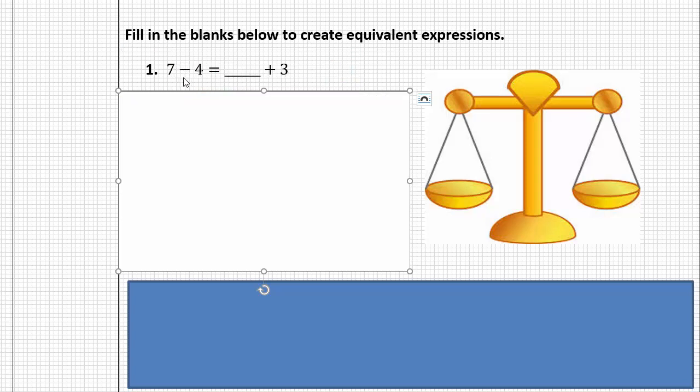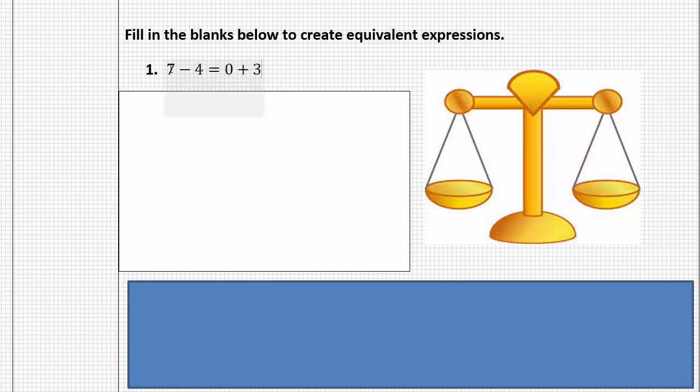7 minus 4 does have a value of 3, right? So if 7 minus 4 is 3, what is the only thing I can put here to make those two expressions equal? Well, I already have a 3 here. So the only thing I can add to 3 to keep it equal to, or to have the same value as the 3 on the left, is a 0. So the correct value to put in this blank would be 0.